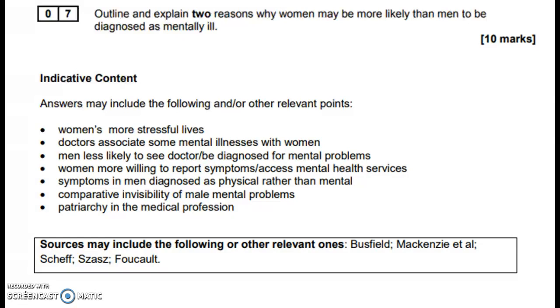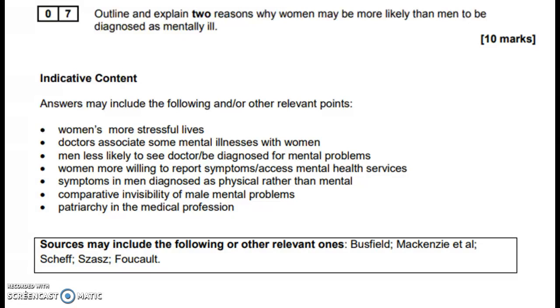Now, we've got this idea that women have got more stressful lives, and lots of you drew on the triple shift and how women take on the burden of childcare, now going out to work and performing the role of taking on the emotional burden for their husbands and the rest of the family, and that's causing women to be more stressed. And we know that there's a connection between stress and further levels of mental illness such as anxiety and depression. So we can see that that's a good way to begin to talk about it by bringing in the ideas from Busfield that can establish why women might be more likely than men to be diagnosed as mentally ill.